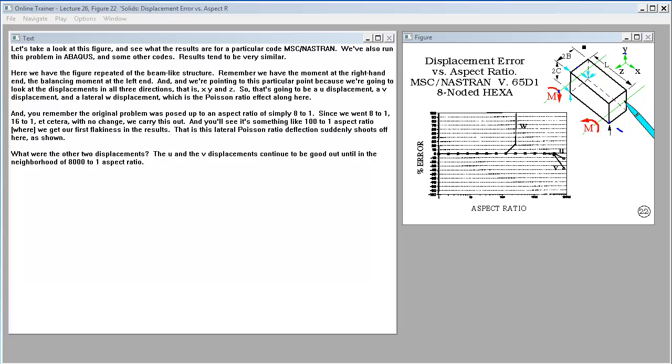And you'll remember the original problem was posed up to an aspect ratio of simply 8 to 1. Since we went 8 to 1, 16 to 1, etc. with no change, we carried this out, and you'll see at something like 100 to 1 aspect ratio, we get our first flakiness in the results. That is, this lateral Poisson ratio deflection suddenly shoots off here as shown. However, the other 2 displacements, the u and the v displacements, continue to be good out until in the neighborhood of 8,000 to 1 aspect ratio.